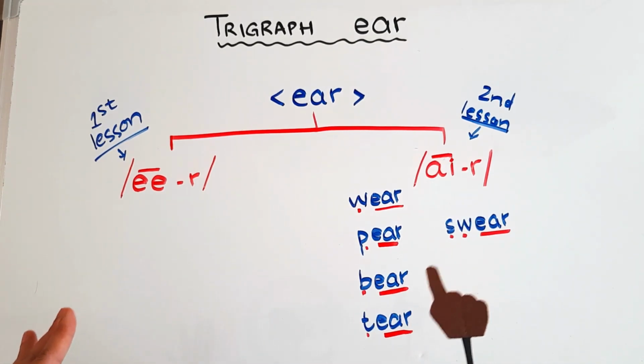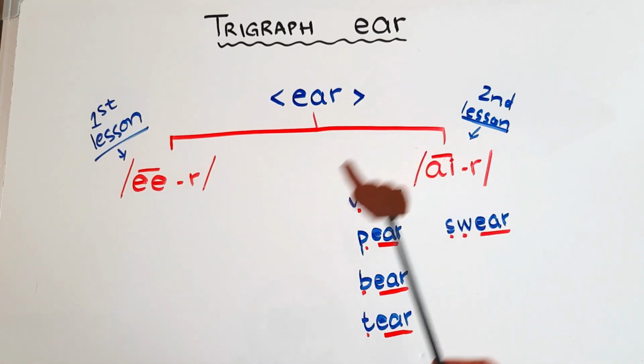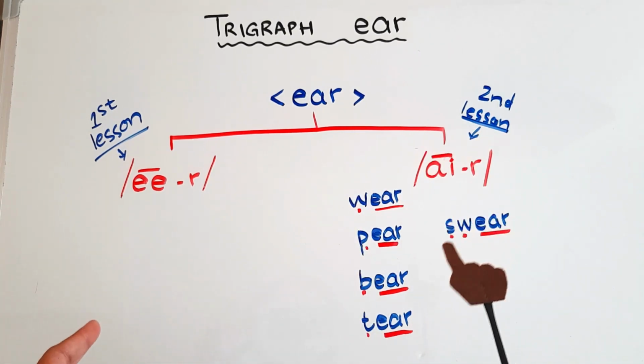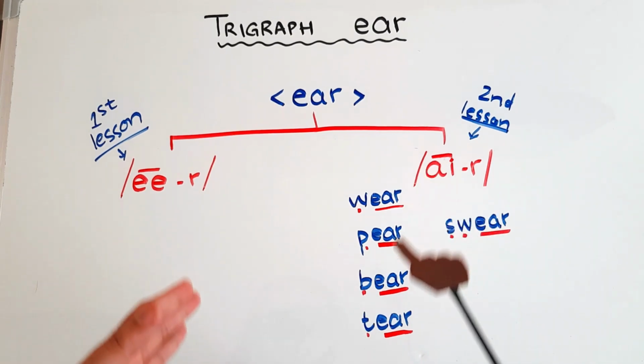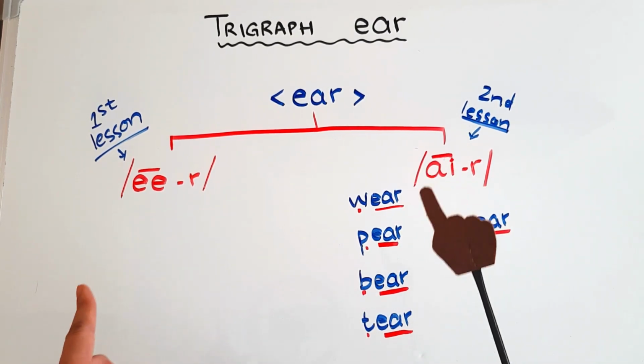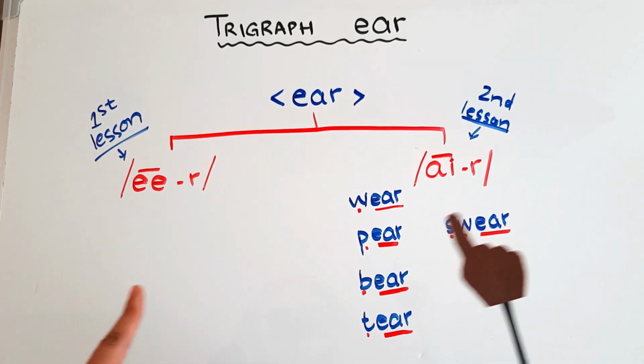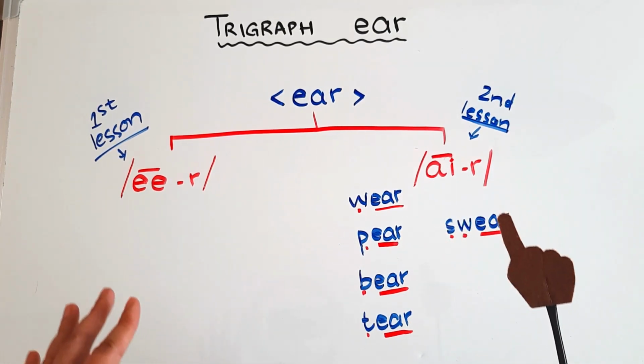Alright, so there is something remaining. I didn't give you the sentence for these words. So let's take it as a challenge. Let's write some sentences with these words and do write them in the comment box as well. I'll be waiting for your feedback.